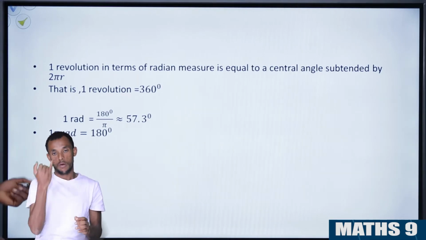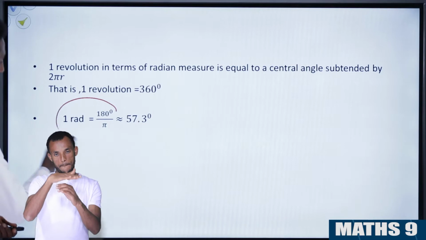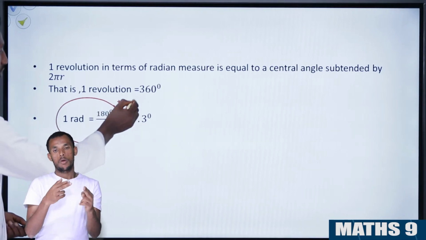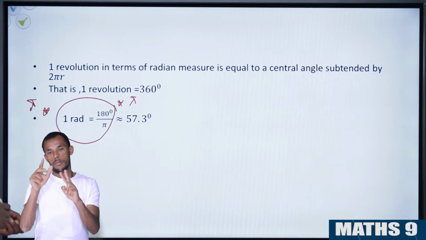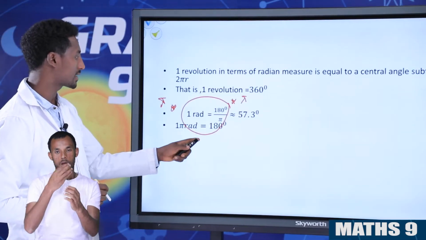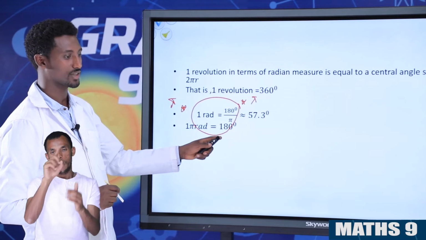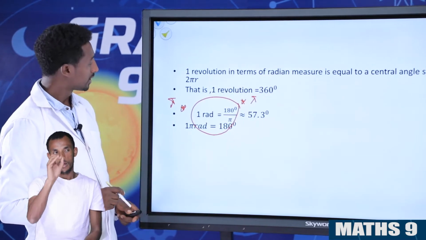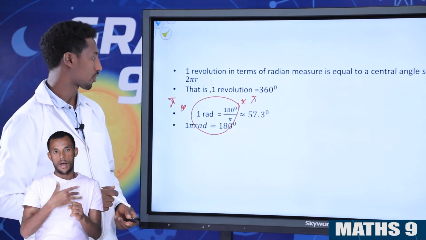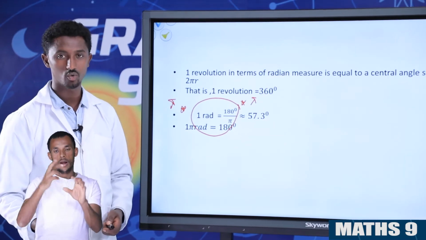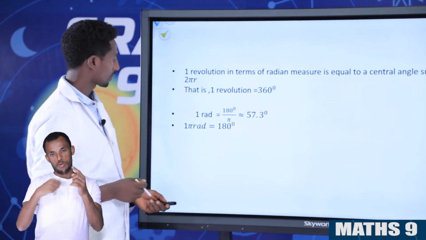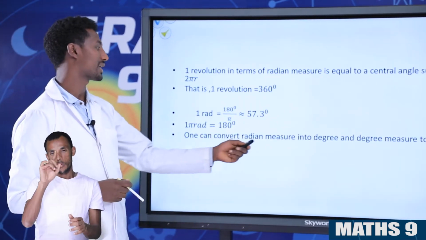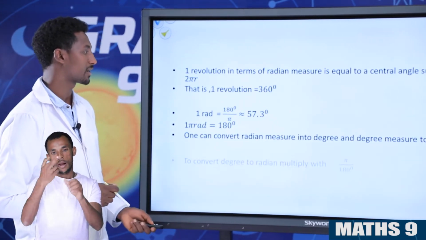And one pi rad, meaning if we multiply this one on both sides by pi, we'll get the following result: 1 pi rad equals 180 degrees. Now we can convert radian measure to degree measure and degree measure to radian measure.